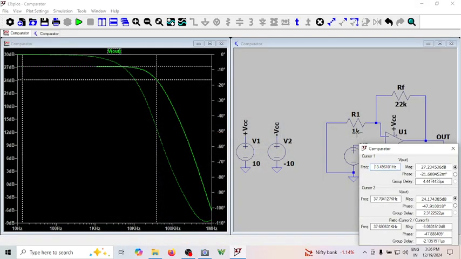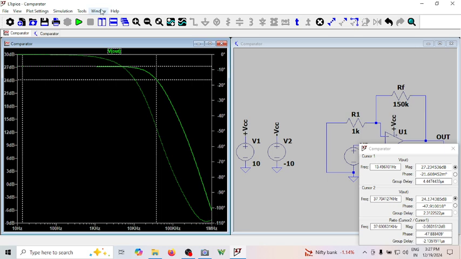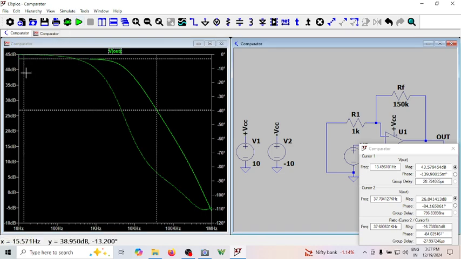Now let me make this around 120k or 150k. 150k is going to end up with a gain of 151. So what is 20 log of 151? 20 log of 151 is 43 dBs. How much is the gain? You're getting almost 43.57, which is the expected one.